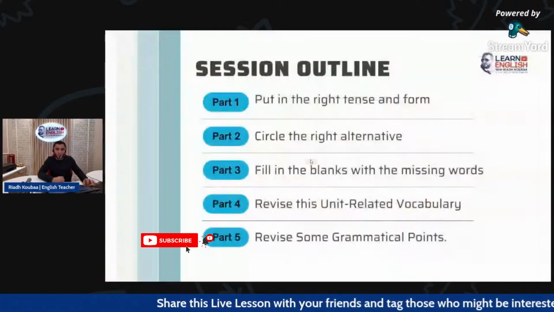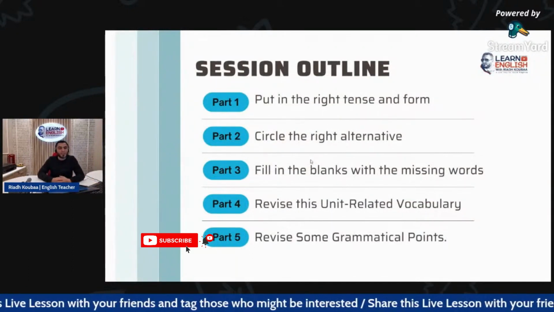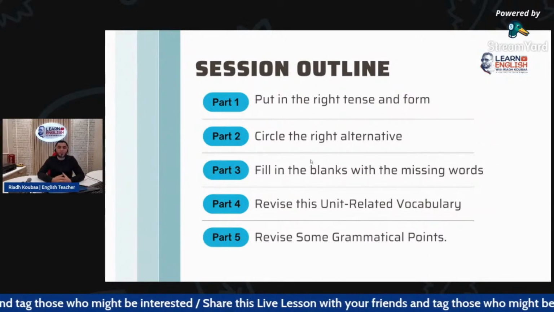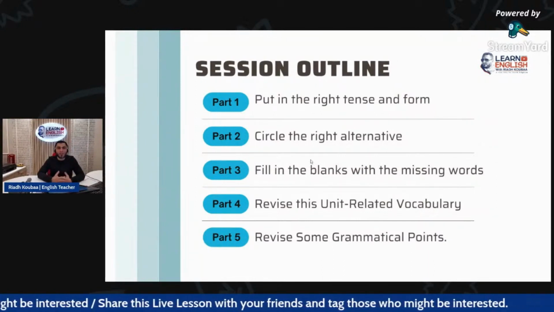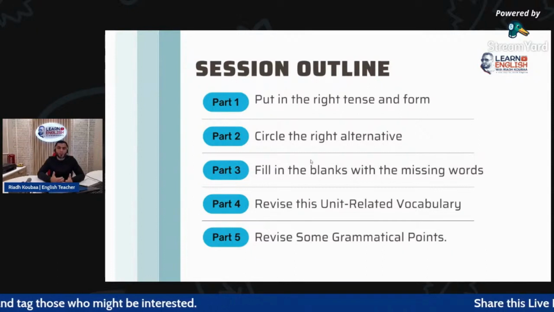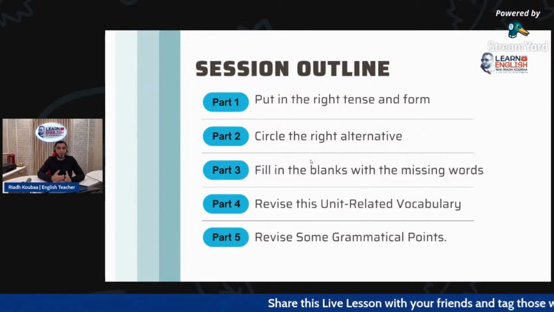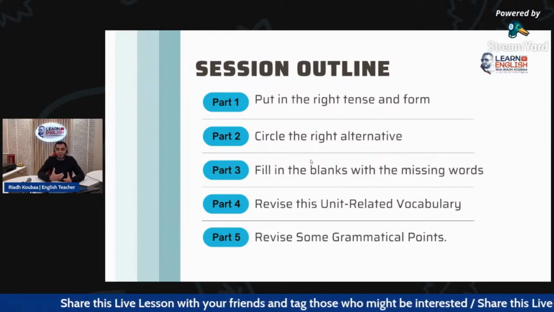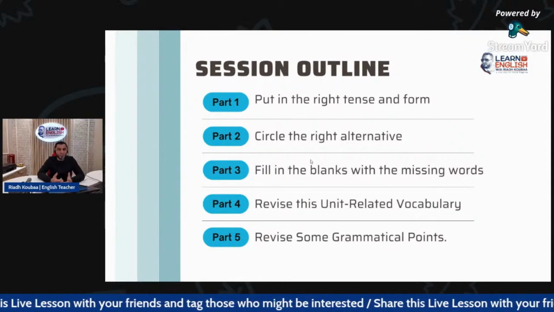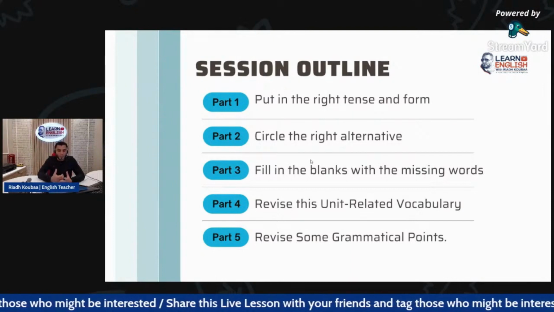In today's lesson, session, or live broadcast, we are going to focus on 3 language exercises that you are familiar with. The first one is put in the right tense form. The second one, circle the right alternative, and the third, fill in the blanks with the missing words. I'm going to give you some hints, advice, and tips on how to deal with such exercises so that you can maximize your chances to get a full mark.